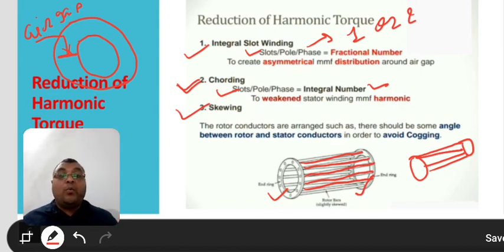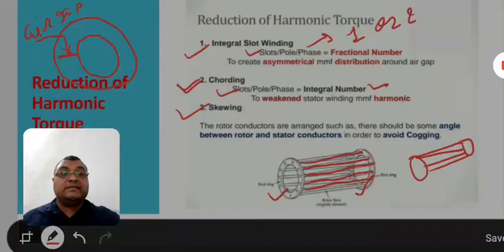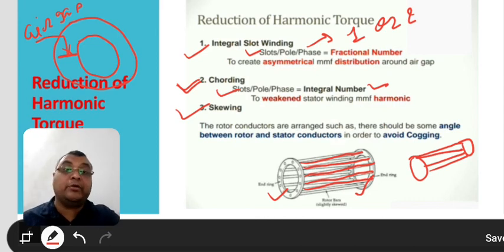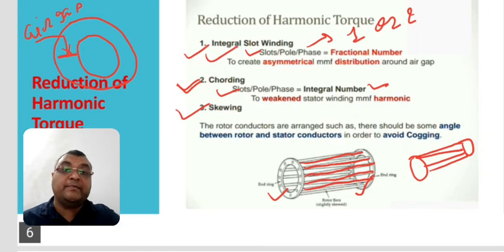So what exactly happens due to this arrangement? With such an arrangement we are able to reduce the harmonic torque in the three-phase induction motor. So those three are the methods. With the help of those methods we can reduce the harmonic torque in the induction motor: first, the integral slot winding, then shorting, and the skewing of the rotor.